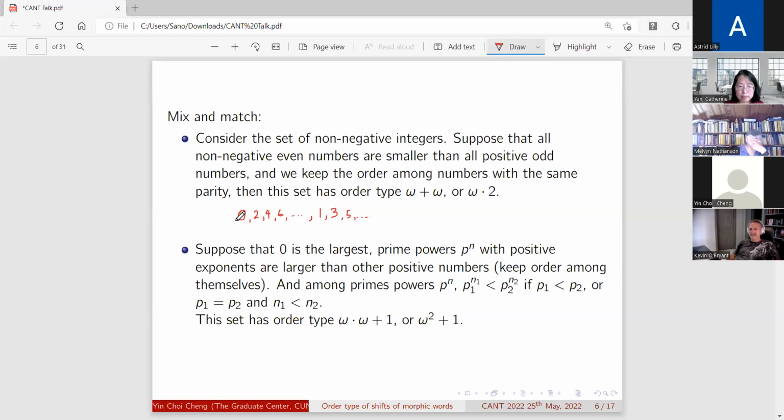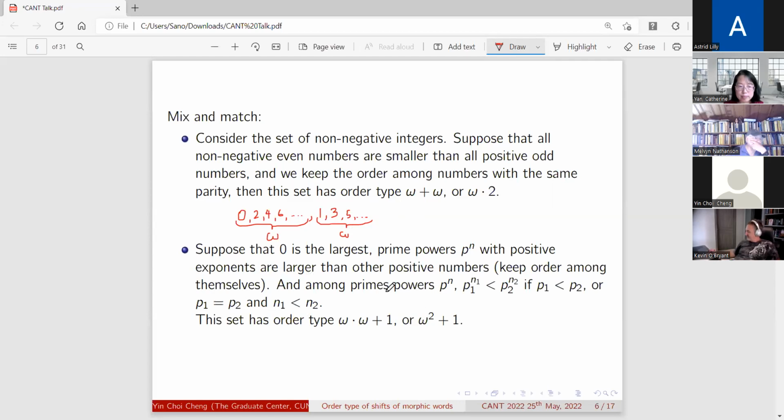Let's start with the group of even numbers. It has order type omega. The group of odd numbers also has order type omega. So together, the set has order type omega plus omega, or omega times 2.